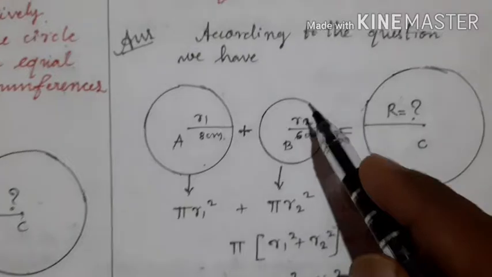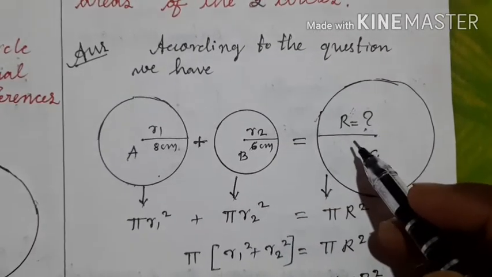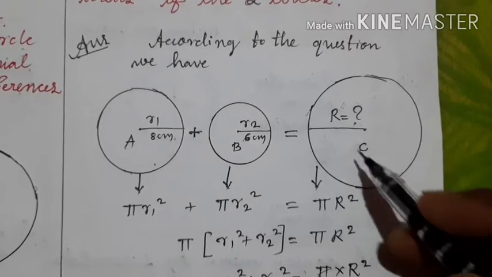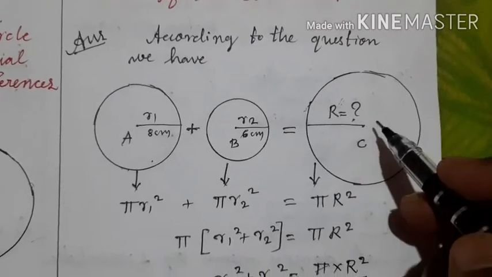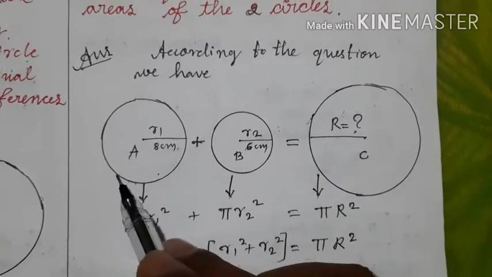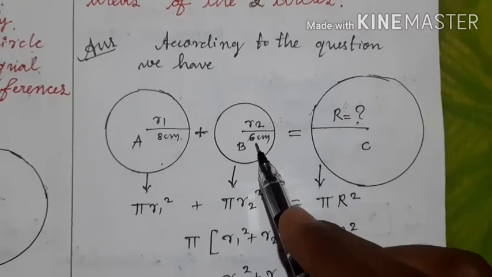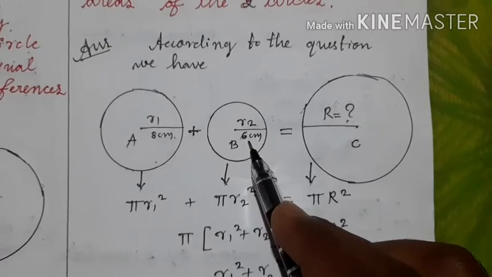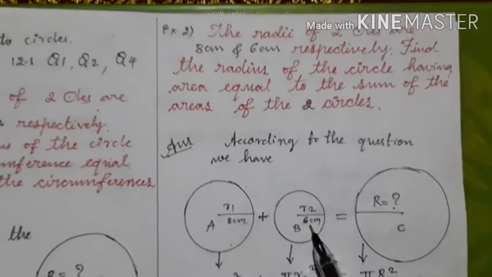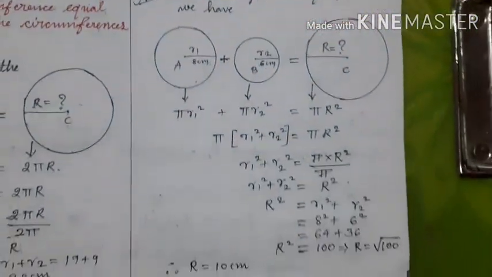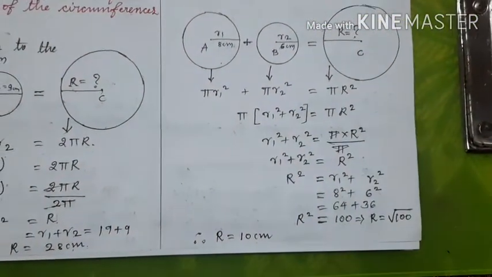Here capital R is the radius of the newly formed circle whose area is equal to the sum of the areas of the circle with 8 centimeter radius and the circle with 6 centimeter radius. Is it clear to you? Hope you have analyzed and understood this question and found the answer correctly. Okay?